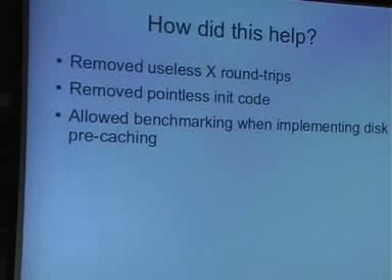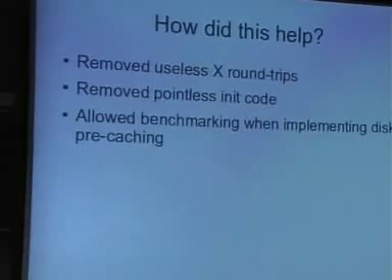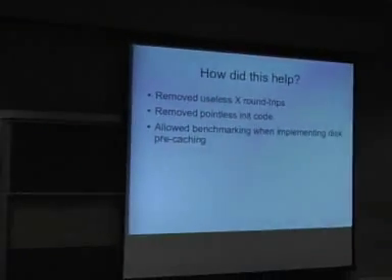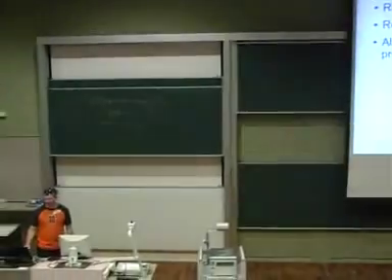So by doing this analysis, I actually managed to find a few problems. I removed a few useless X round trips, and I shaved off about half a second. I removed pointless init code, which had just been there ever since, and it's like, oh yeah, I really don't need that. And I removed it.